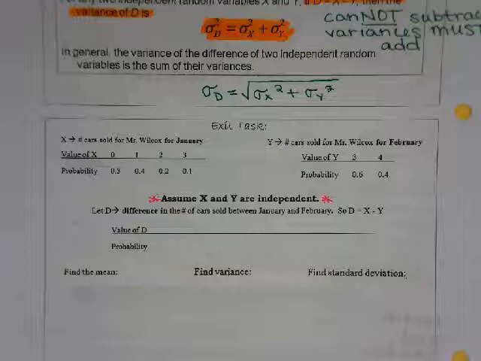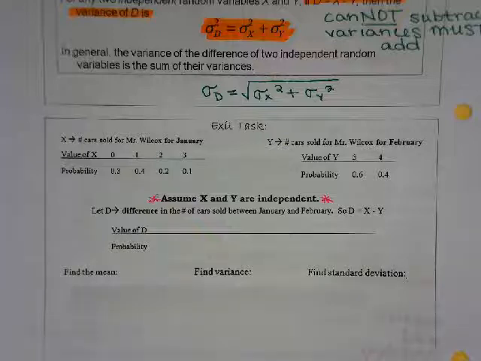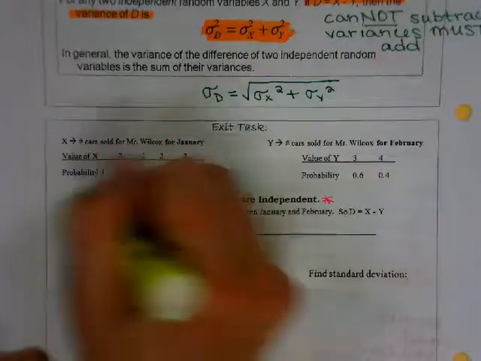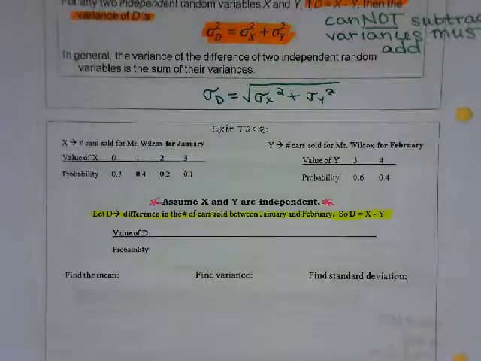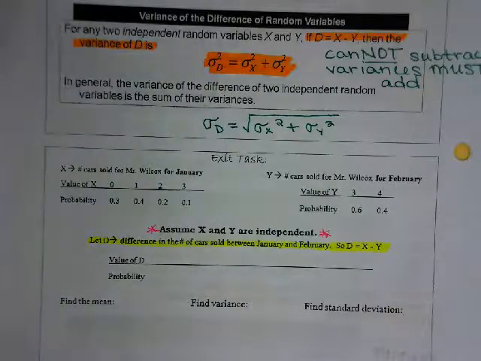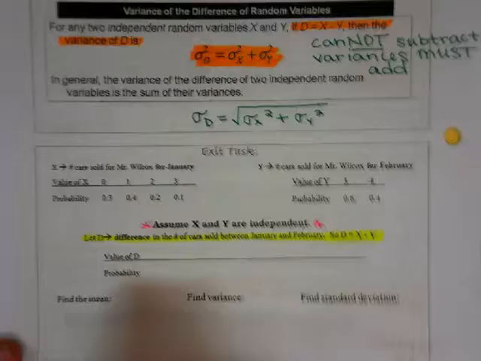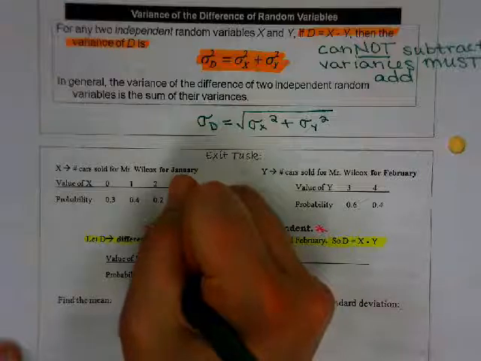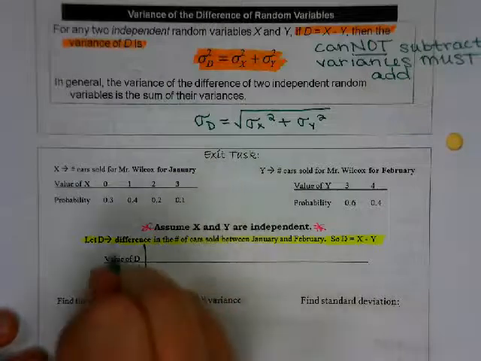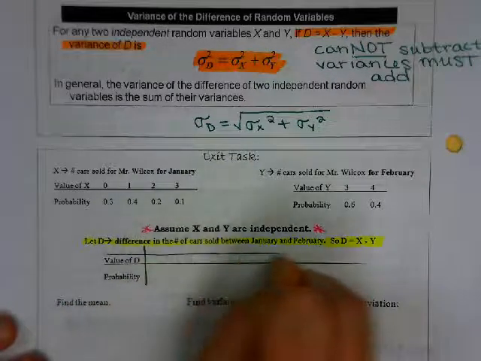So we're going to let D be the difference in the number of cars sold between January and February. So we're going to do X minus Y. And we're going to create our probability distribution. So we're going to find all of the different possible values of D and then their probabilities. Now, I'm going to put a little extra note at the top. So I'm making an extra line. And hopefully that'll help you guys see how I got my values of D.